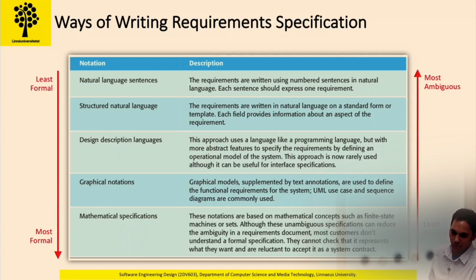So if I compare these requirements writing specifications, from natural language to mathematical specifications, you go from least formal to most formal, and from mathematical specifications to natural language sentences, you go from least ambiguous to most ambiguous. So both of them have their own advantages and disadvantages.